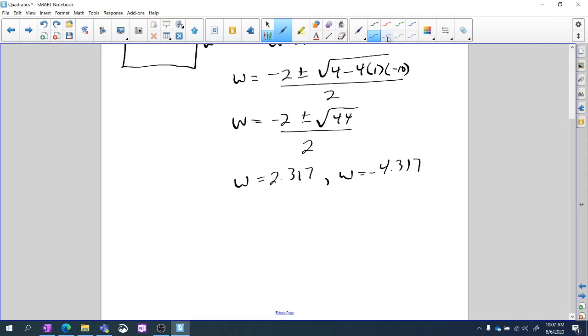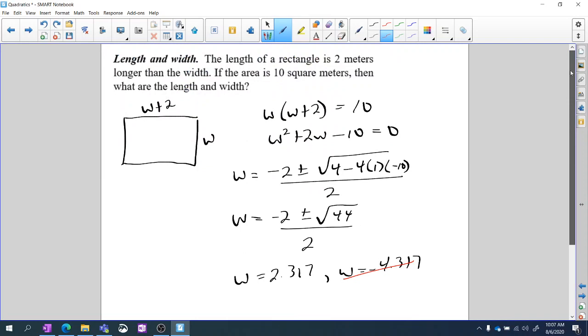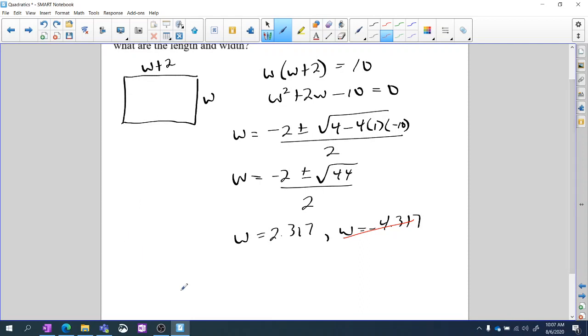Based on the context of the problem, W being the width of the rectangle, that is not a possible answer. Therefore, the answer to their question is, I just want to get units on it. Anytime there's context and units, your answer should have units. What are the length and the width? So the width is 2.317 meters, and the length is 2 more than that, 4.317 meters.